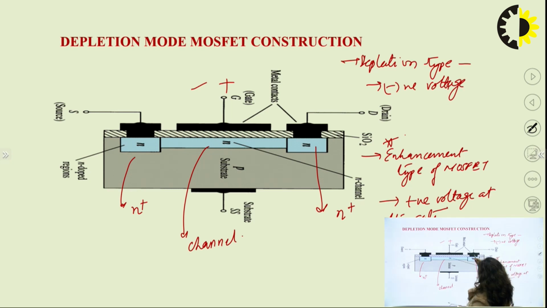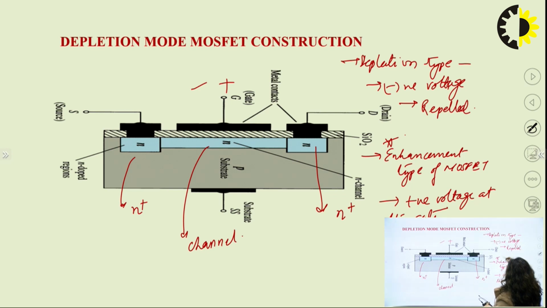Here I am taking the case of a P type substrate and N type source and drain. If you want, you can take an N type substrate and a P type doped source and drain. In this case, the electrons will get repelled.